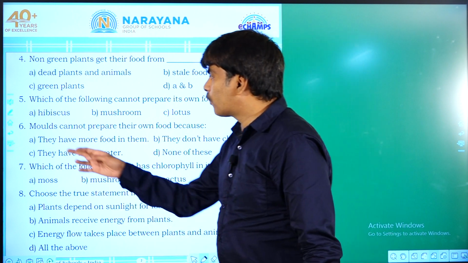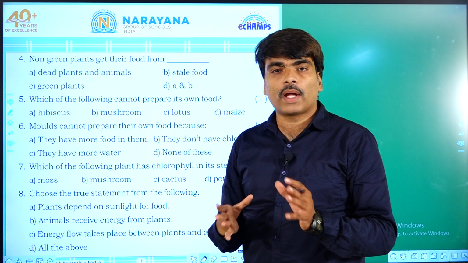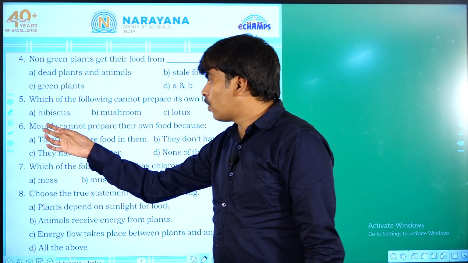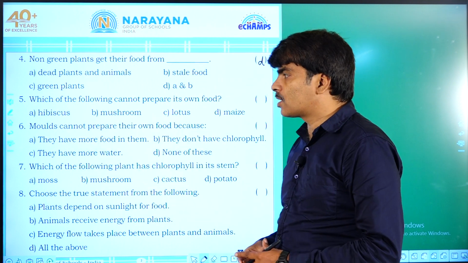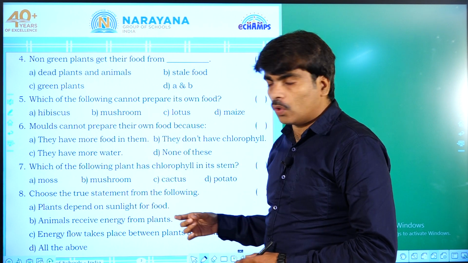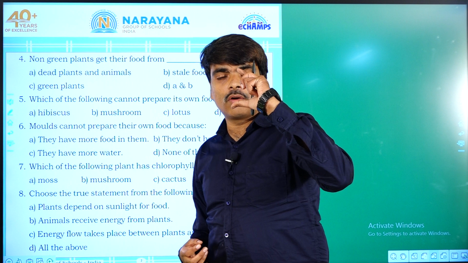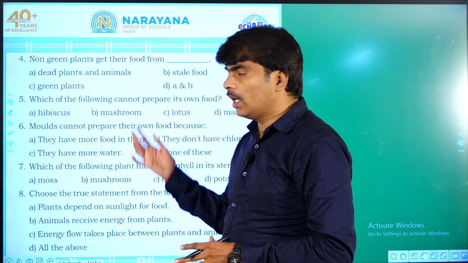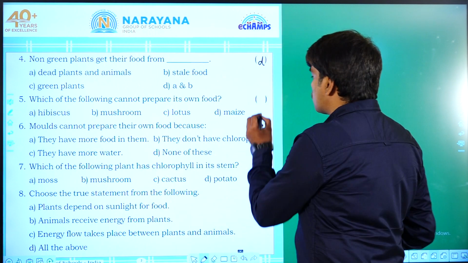Now coming to the fifth question. Which of the following cannot prepare its own food? As I said, some plants cannot prepare their own food because they don't have chlorophyll. The options are hibiscus, mushroom, lotus, and maize. Among these four, you can see mushroom. Mushroom is a tiny plant, white in color, or found in some other colors also. It does not have any chlorophyll, so it cannot prepare its own food. So our option is B.